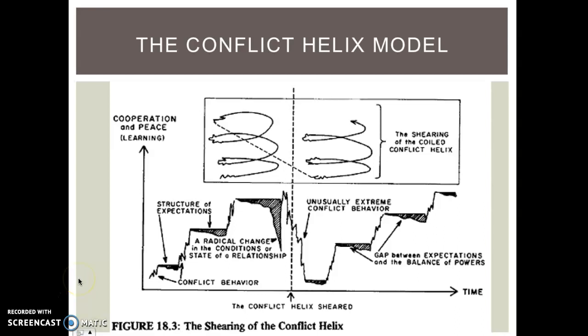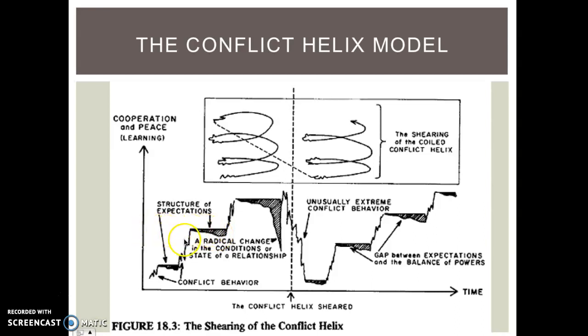So here's the general thesis. Society goes through conflict, arrives at agreements where there are expectations being met about how to resolve that conflict. But over the course of time, the structure of expectation starts to change, and there becomes a gap between the expectations and the balance of powers. And that's when you start to lead to conflict.